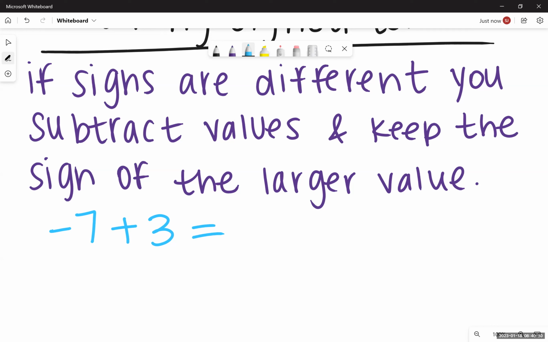I say signs are different. So what does it say? Subtract the values. Don't look at the signs, just look at the numbers, right? If I do 7 minus 3, or I take 3 away from 7, I'm going to get 4, right? And then after you do that subtraction of just the values, keep the sign of the larger value. The 7 is the larger of the two values. So that 4 is going to be negative.